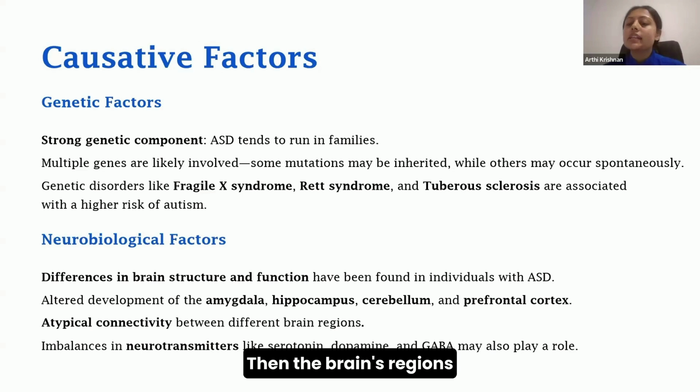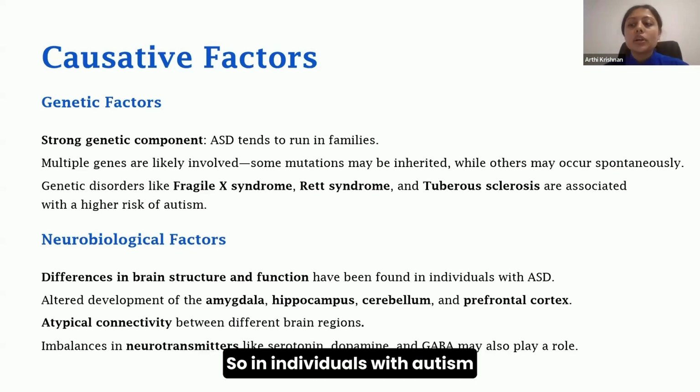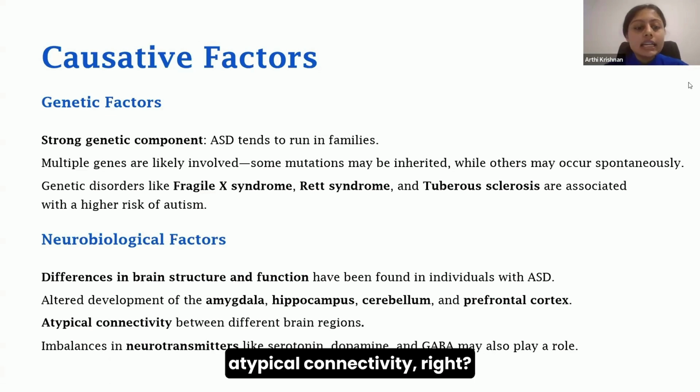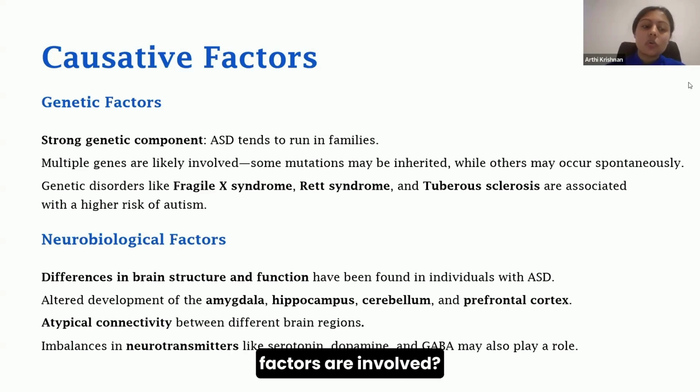Then the brain's regions are connected, right? The lobes are connected, the brain's anatomy has connectivity. So in individuals with autism spectrum disorder, there could be atypical connectivity, right? That is connectivity that is quite different from how it is regularly. Then, what other neurobiological factors are involved?